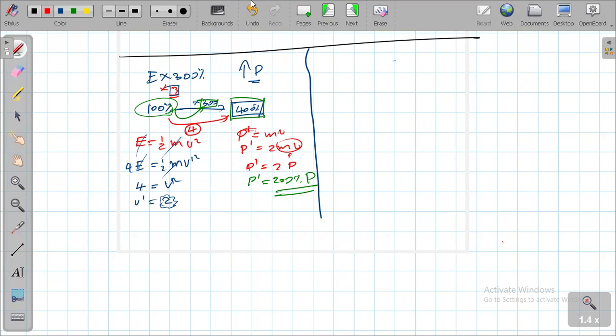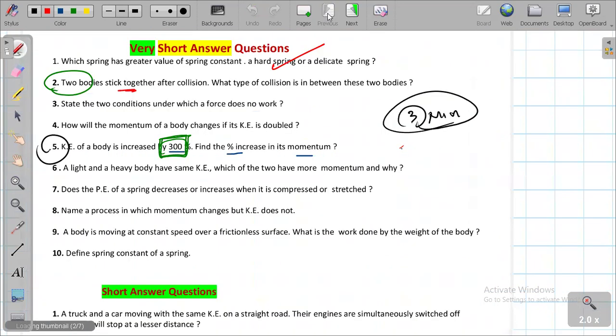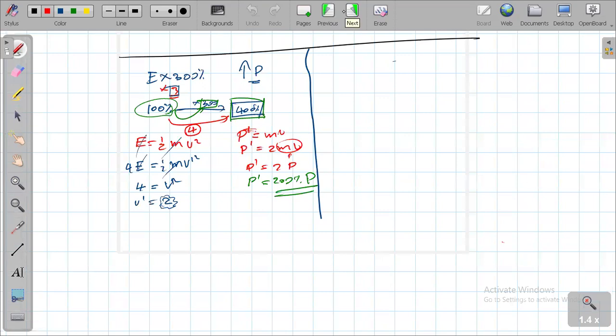හොඳයි. The next one, a light and heavy body have same kinetic energy. Which of them have more momentum? Okay, same kinetic energy. I will give you a good example. Ek is equals to half mv square.